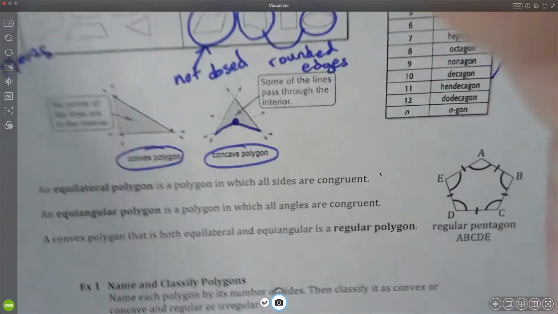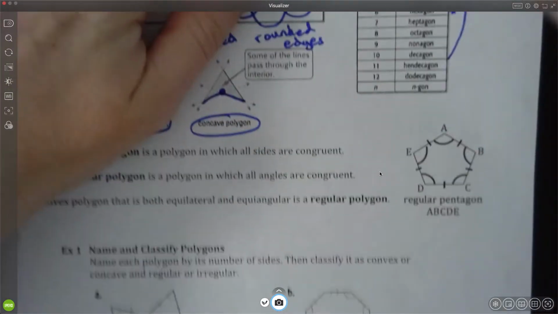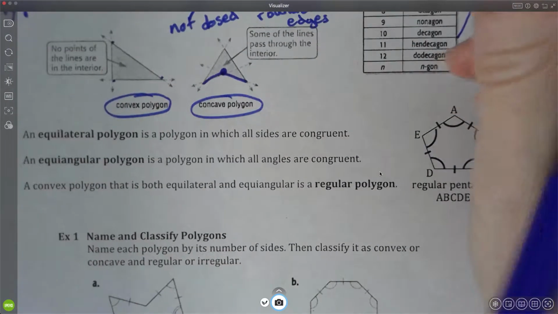I have weird analogies sometimes. It's okay. So anyway, they'll remember it now because they'll remember it as an innie or an outie, okay?